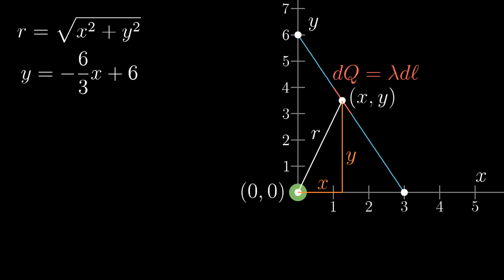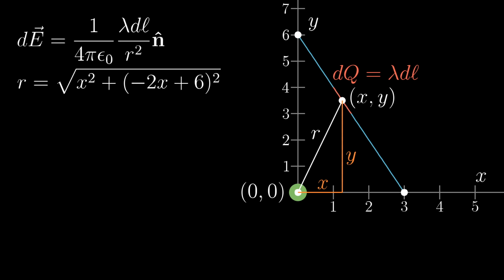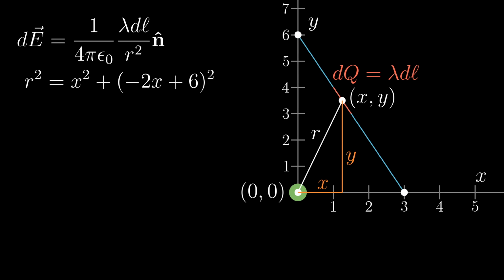Now notice that as x increases, y decreases. This means that we need to include a negative sign into the equation. So y simplifies to negative 2x plus 6, which we can then substitute in for y. Now in order to get r squared, we square both sides of the equation. This cancels out the square root, and thus we have r squared.